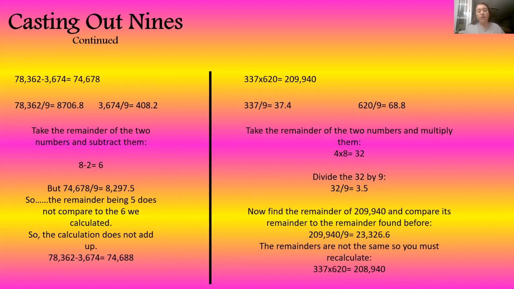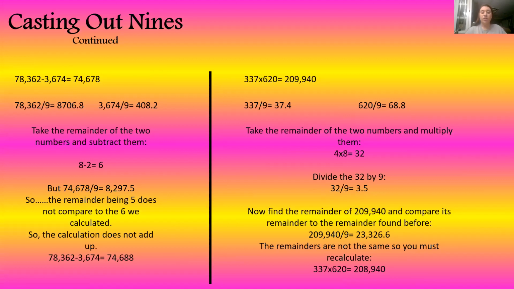Now, when you're doing subtraction, if you see how it happened from our previous, we were doing adding. So you had to take the remainder of the numbers added up. But this, you can just take the whole number and divide it by 9, and whatever your remainder is, you use that. So the calculation does not add up. So you do 78,362 minus 3,674, and you come to find out that your number is actually 74,688 instead of 74,678. So it was actually 10 off from what it's supposed to be. So now, on to multiplication of casting out nines.